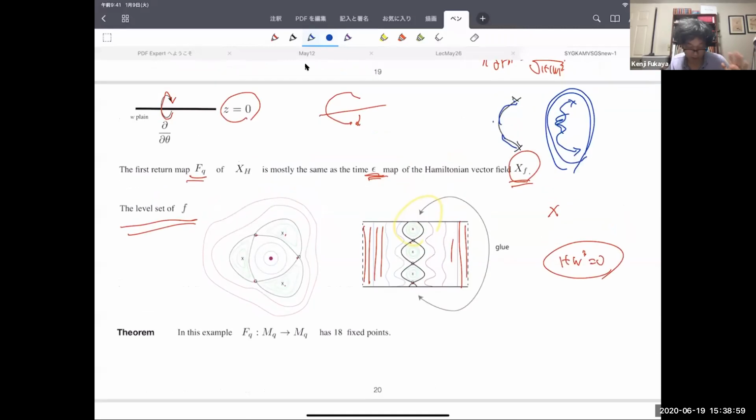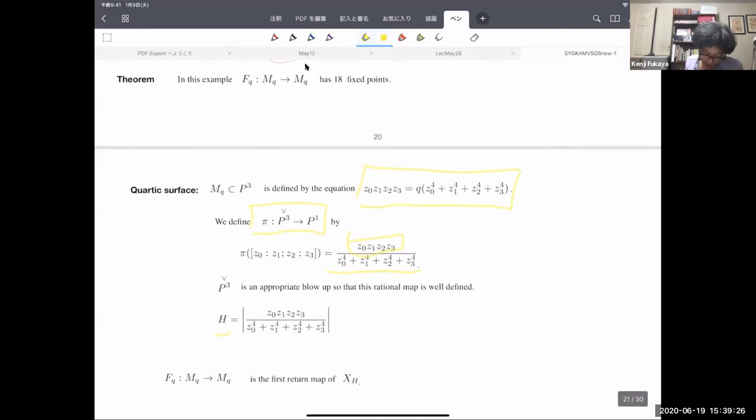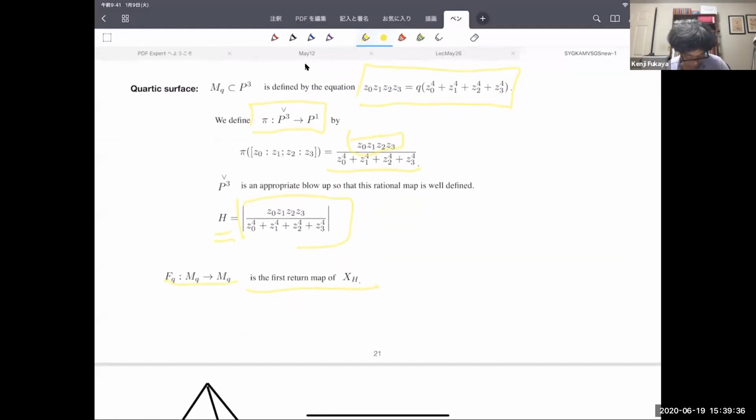Okay, so now this is a warm up for the quartic surface, for this cubic curve, and I want to continue to understand what happened in the case of this K3 or quartic surface. So for this quartic surface, as I explained before, we have this map pi from the blow up of P3 to P1. That is a ratio. So this one divided by this, and the Hamiltonian I want to study is the absolute value of this ratio, and the first return map of this Hamiltonian is something I want to understand.